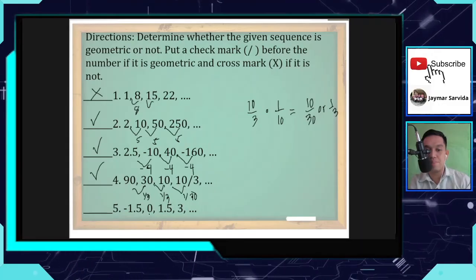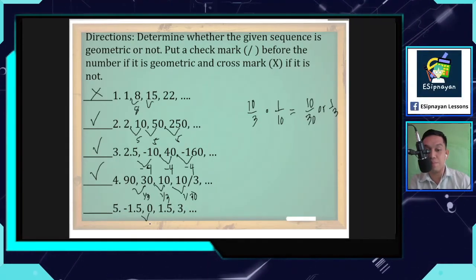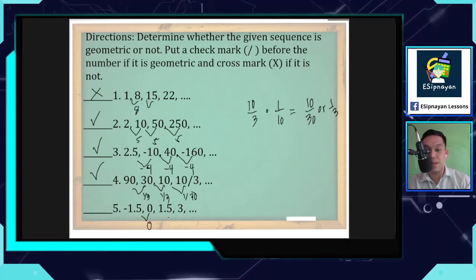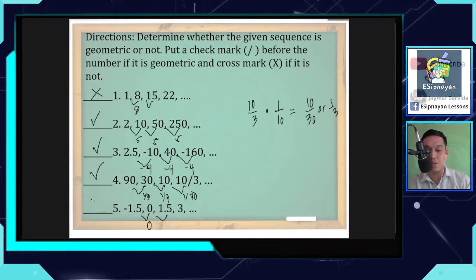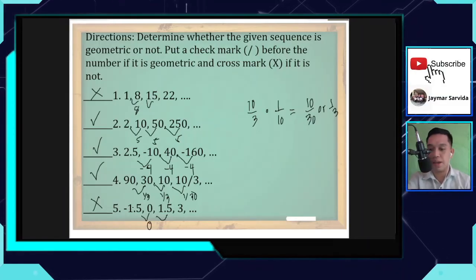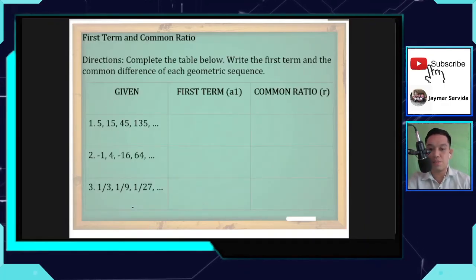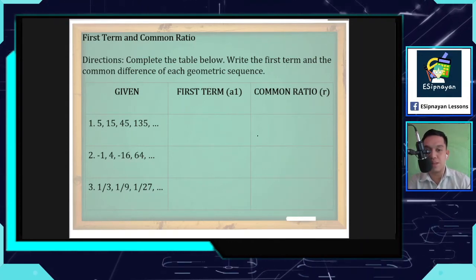Ito naman, 0 divided by negative 1.5. So that is 0. And then 1.5 divided by 0, unknown na yan. So, hindi ito geometric sequence. Itong number 5. Ayan. Now, let's proceed to our next slide. Complete the table below. Write the first term and the common difference of each geometric sequence.